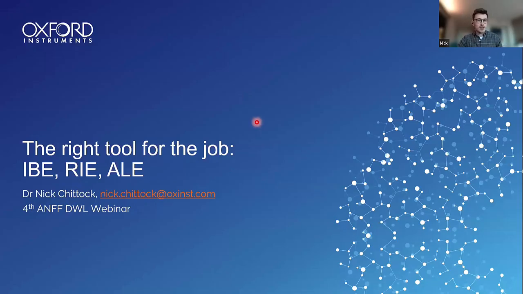As Michael said, my talk today will be the right tool for the job, so I'll be looking at comparing a few different ways of etching material. I'll be comparing ion beam etching, reactive ion etching, and atomic layer etching, and looking at where there are benefits and potentially some drawbacks of using certain processes for different applications.